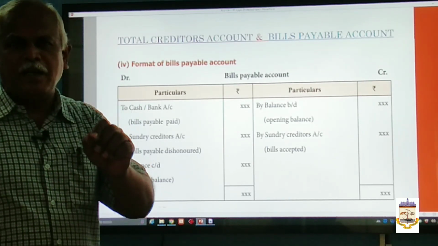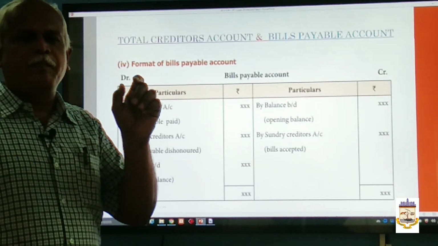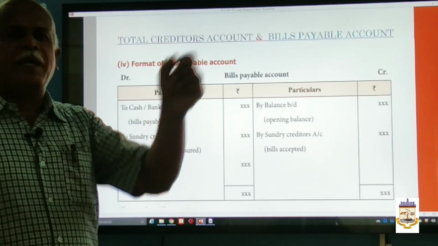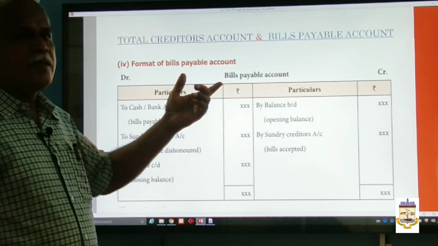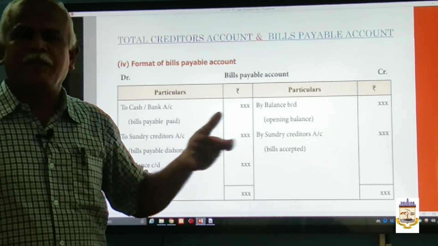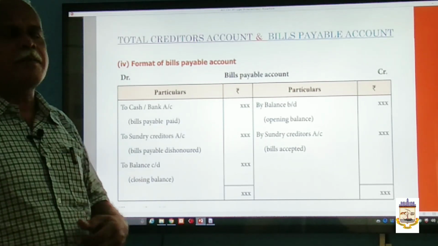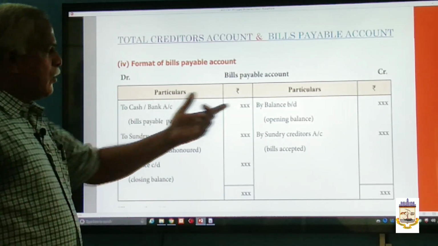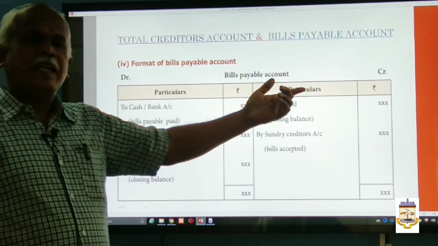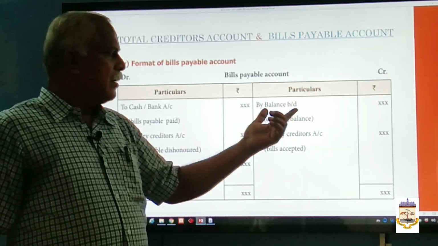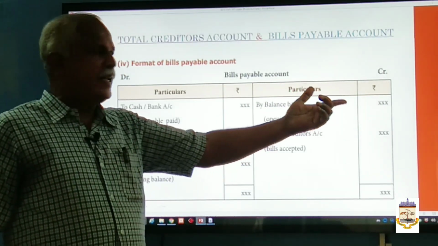Once you sign a bill, we need to prepare the amount to be paid on a particular date. So what is the net liability? We are finding out by preparing a bills payable account. That is the opening balance. Since it is a liability, it has a credit balance. Balance brought down, that is opening balance.